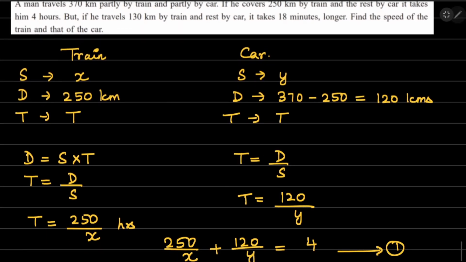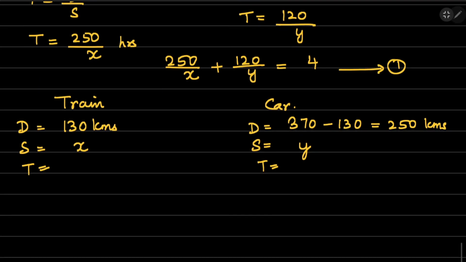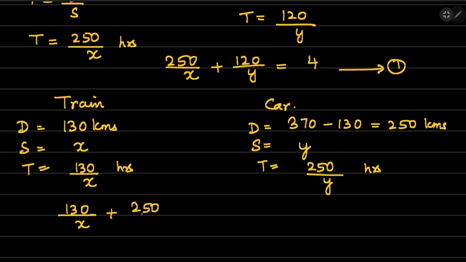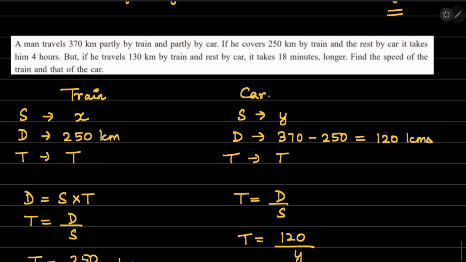And then we don't know the speeds. Let the speed of the train be x here. Let the speed of the car be y. Now, the time taken in this case would be 130 by x hours. Here it would be time equal to distance 250 by speed, that is y, hours. Now, the total time taken in this case will be 130 divided by x plus 250 divided by y equal to, what is it? 18 minutes longer.